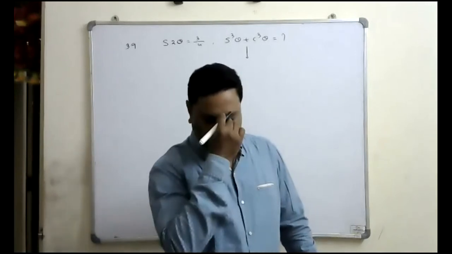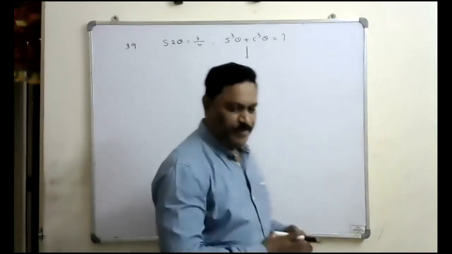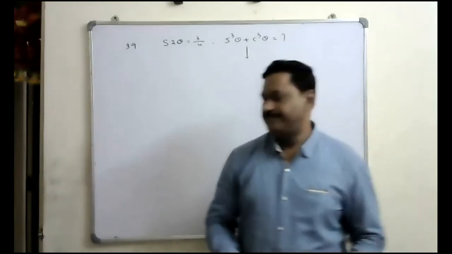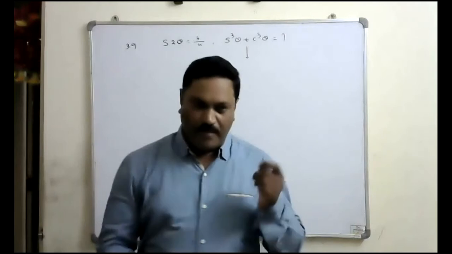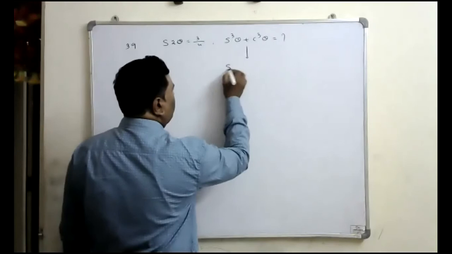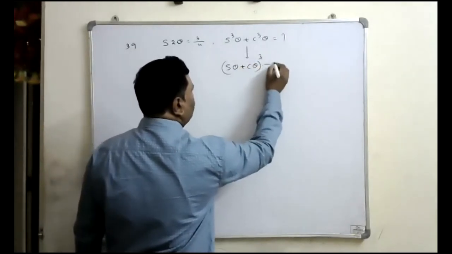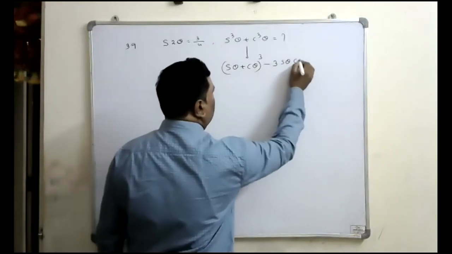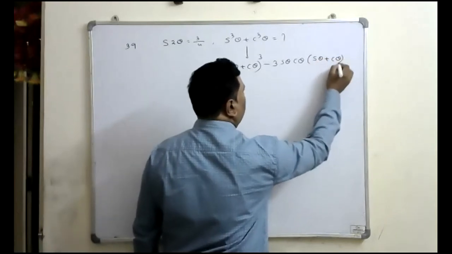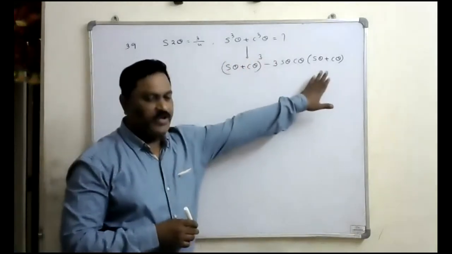Or otherwise, one more formula: A cube plus B cube is A plus B whole cube minus 3AB into A plus B. So I can write this as sine theta plus cos theta whole cube minus 3 sine theta cos theta into sine theta plus cos theta. Like that you can express this.